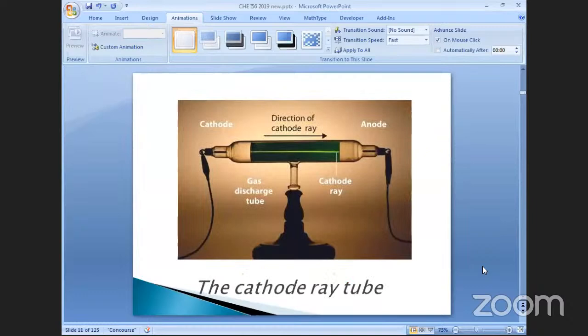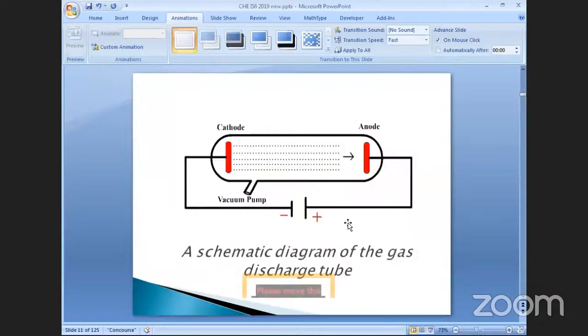This is just a figure, a diagram showing his experiment. That's a sealed tube that you have there. This is the sealed tube, and you have the cathode, the anode, and he notices the direction. You will soon see how he knew that it was emanating from the cathode to the anode. And he called it cathode ray. Now, I just put it down as a schematic diagram of what he has. The same thing.